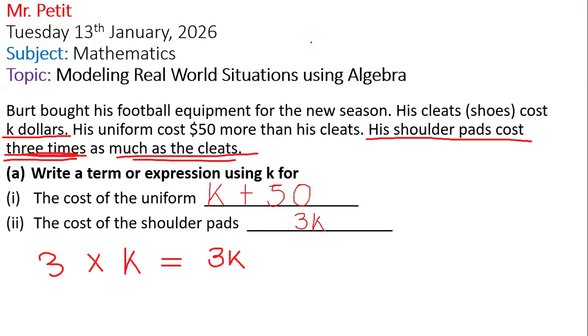Any questions before I move on? If you have any questions, let me know. Don't be shy. So it's only 3K, not 3K plus 50, just 3K. Why is it just 3K? Because it says here that his shoulder pads cost 3 times as much as the cleats. So it's going to be 3K, because 3 times K is 3K. All right, let's move on to the next question.